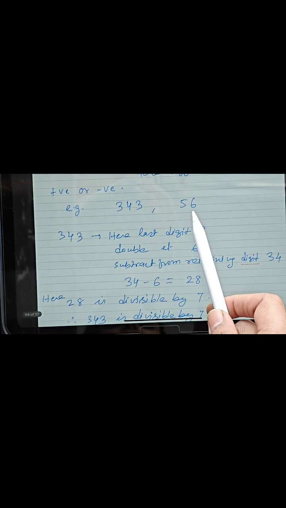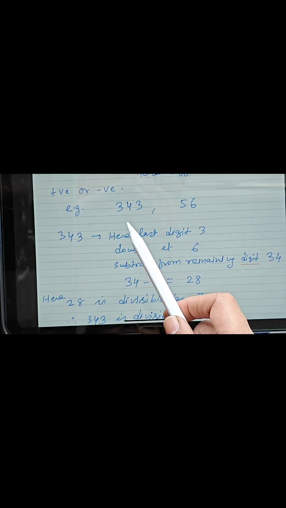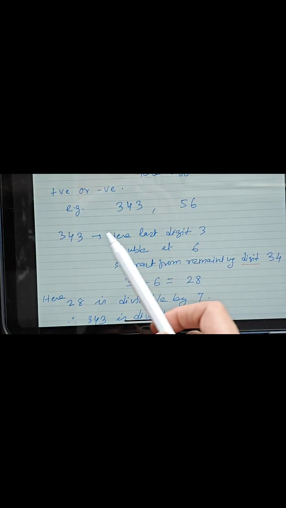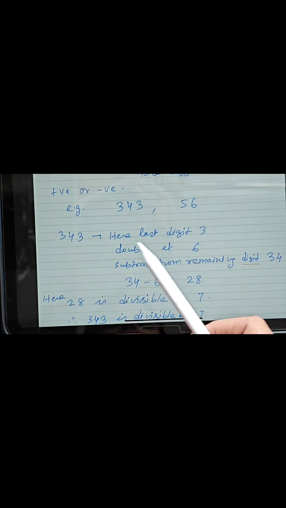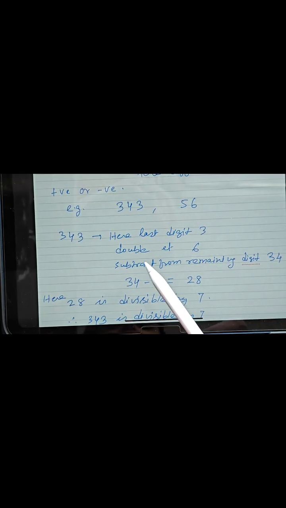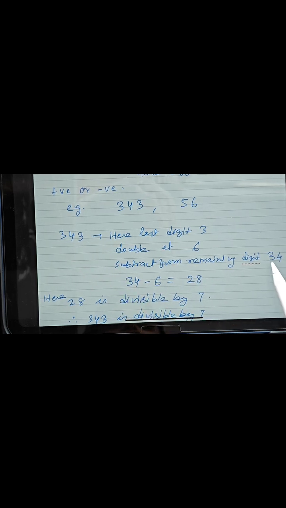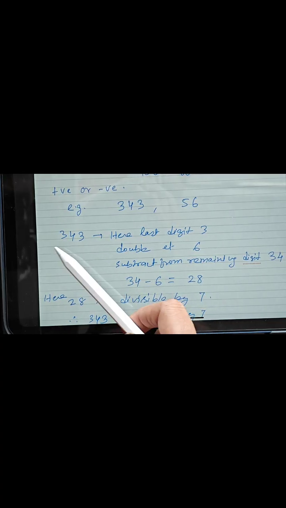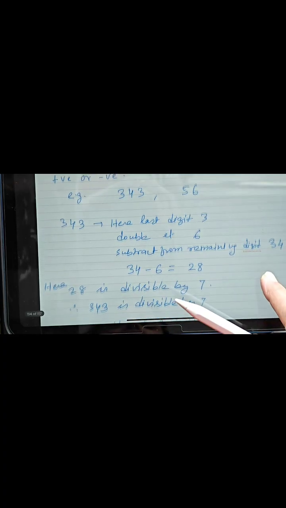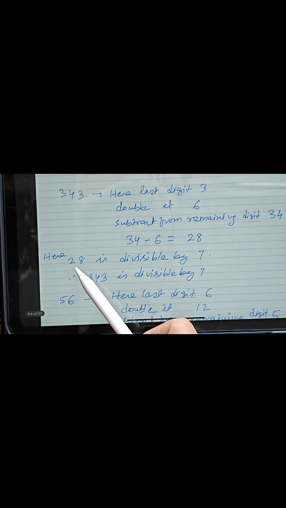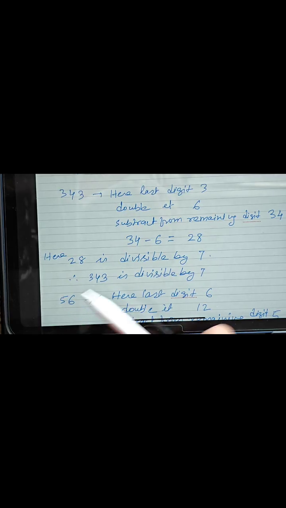Suppose 343 and 56, 2 examples, they are divisible by 7. We have to check how according to this rule. 343, last digit is 3, double it, so 3 2s are 6, subtract from the remaining digits, that is 34. So 34 minus 6 is 28, and 28 is divisible by 7. So this number will be divisible by 7. Understood? Again another example, 56.